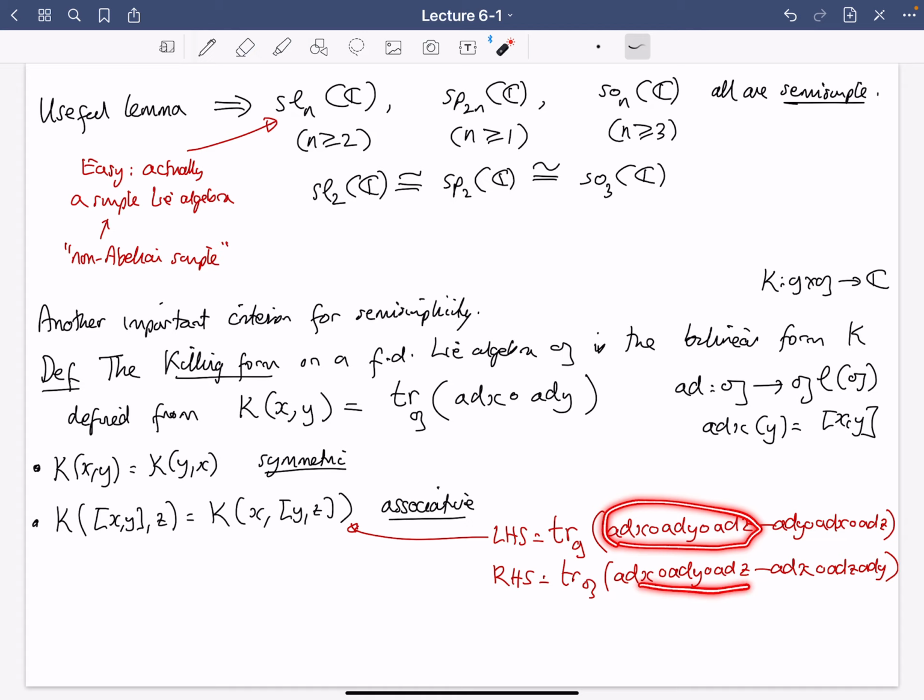Well, that's the same matrix on both sides. But here I've got to do one little trick. Oh yeah, all I have to do is move that ad y to the right using trace of AB as trace of BA. So these are equal. And so there we go. That's an easy enough little check.